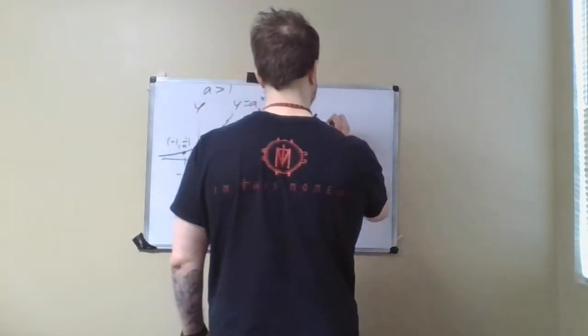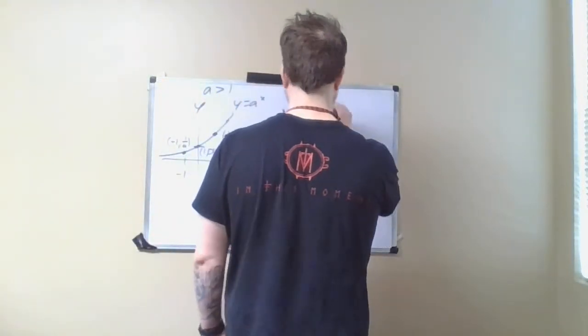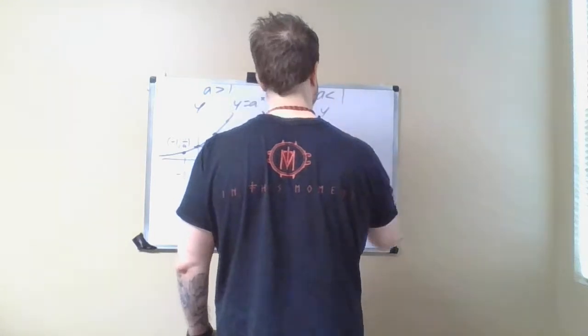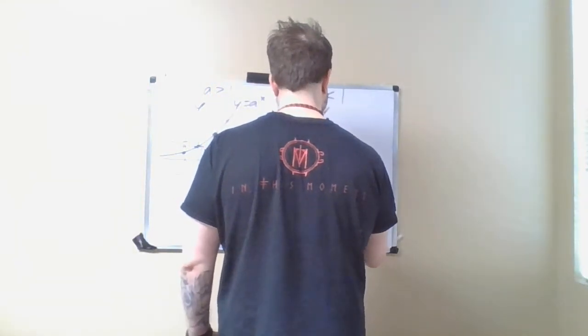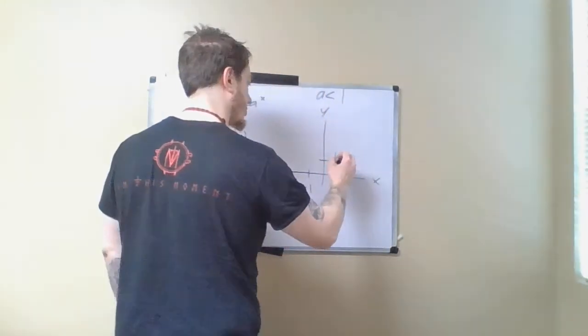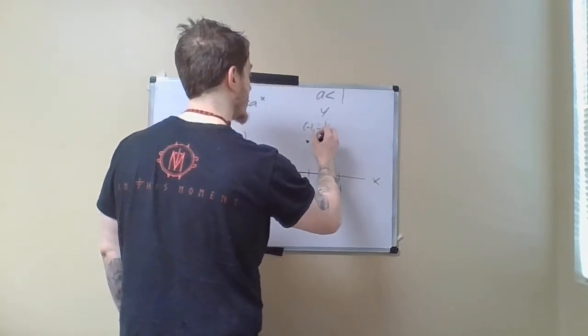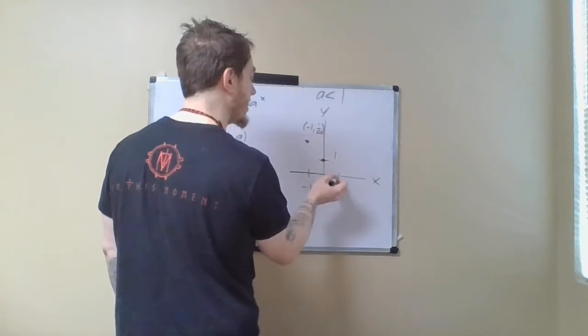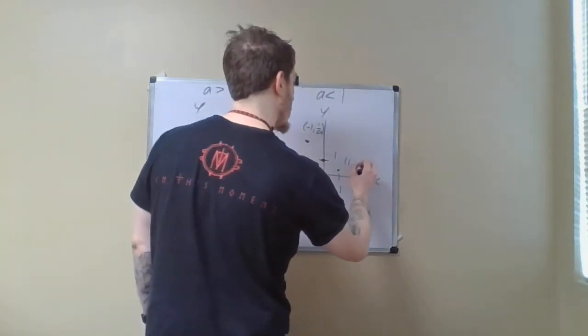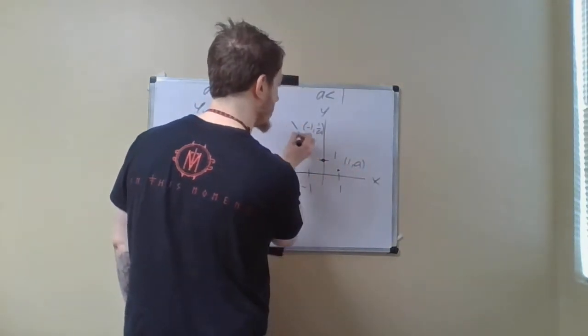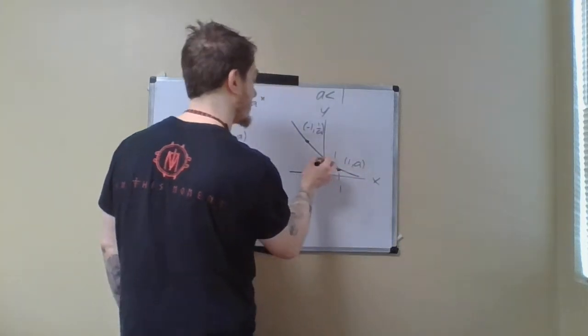And those 3 points show up again if we're talking about a less than 1. It's just that everything happens in the opposite direction here. So this time, minus 1, comma 1 over a is actually bigger than 1, and 1, comma a is smaller than 1, so we get the same shape, but it goes in the opposite direction here.